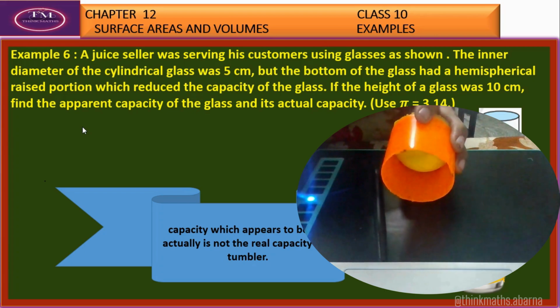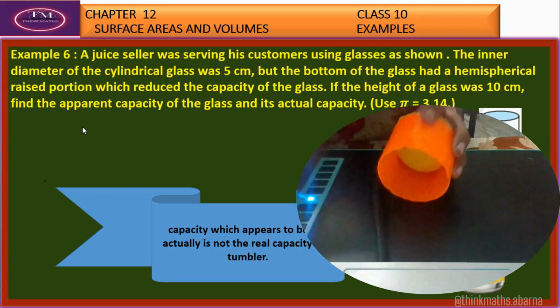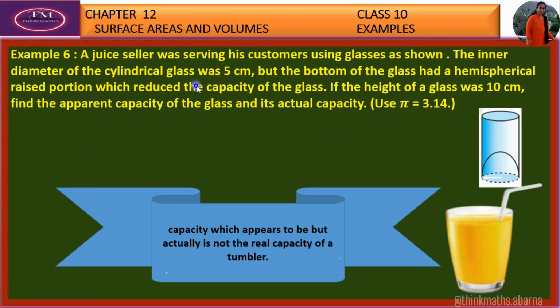So let us get into the calculation. What are the data given? The diameter of the cylindrical glass is 5 centimeter. So this value is 5 centimeter, but the bottom of the glass had a hemispherical reduced portion which reduced the capacity of the glass.